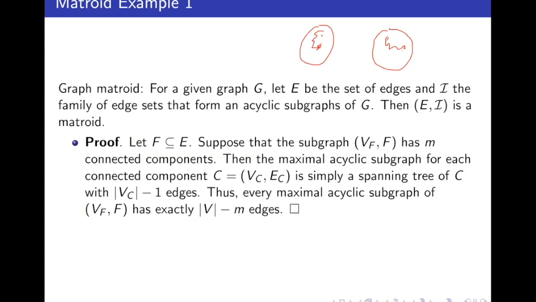So let's say we have m of them. Then the maximal acyclic subgraph is a spanning tree. Then, of course, for the spanning tree, it has exactly this many edges. And then altogether, the maximum acyclic subgraph for this graph, the spanning tree, then, of course, add them together will be V minus M edges. Okay. So that's U of F is equal to V of F for any F. Okay, so it is a matroid.